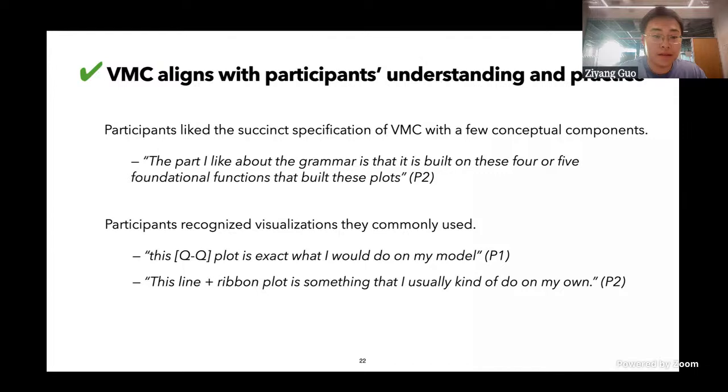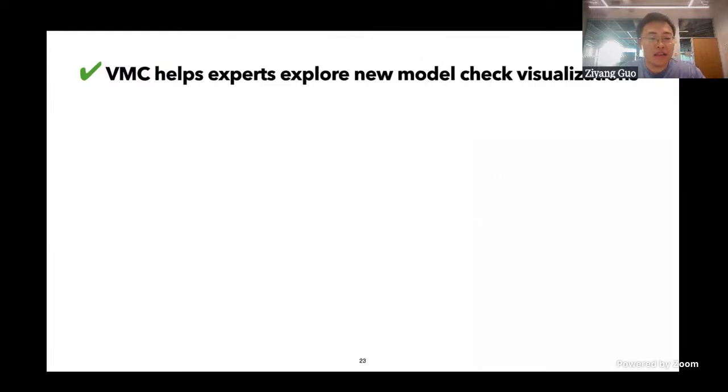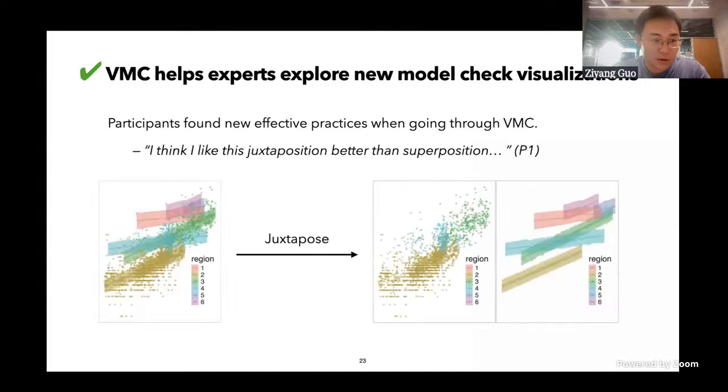And the second result of our interview study is that we found our grammar helps the experts to explore new model check visualizations. I will give you an example here. When doing the line plot over multi-layer statistical models, the participant said, "I never tried this juxtaposition, so I'm gonna try." And he found that this juxtaposition definitely reduces the visual clutter here, and it's much better than the superposition I usually would use.